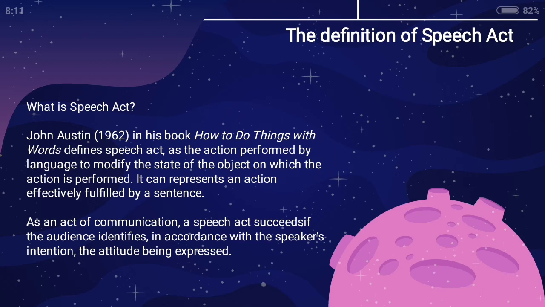Speech act is the action performed by language to modify the states of the object on which the action is performed. It can represent an action effectively fulfilled by a sentence. As an act of communication, a speech act succeeds if the audience identifies, in accordance with the speaker's intention, the attitude being expressed.